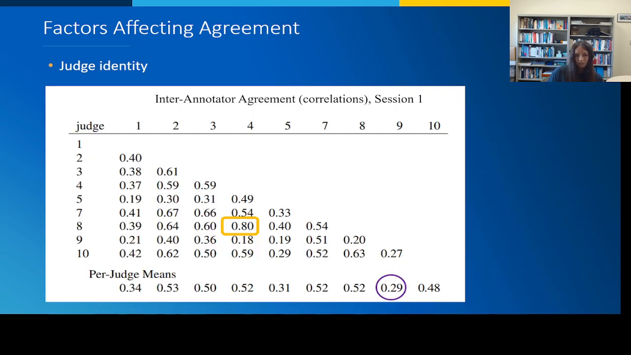So factors affecting agreement. We found the inter-judge agreement between the different pairings of the judges. The highest we got was 0.8 between participant 4 and 8. We also got some judges with lower inter-judge agreements. There was one judge in particular, Judge 9, who got a low agreement rate with everyone. It was 0.29. This was a participant who didn't come back for later sessions. So we think that's one of the reasons why the inter-judge agreement went from 0.48 in the first session to 0.72 in the second session. This was really good, an improvement that we were pretty proud of.